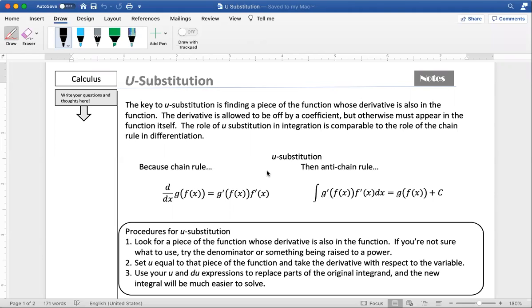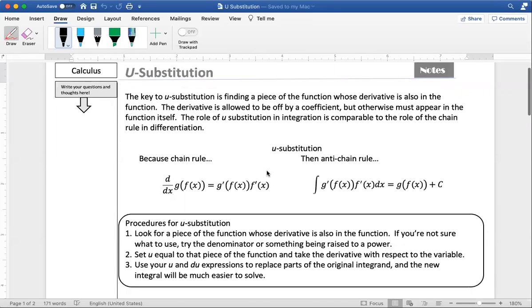The way U-substitution works is it's sort of the opposite of the chain rule. Remember when we did the chain rule, we said derivative of the outside, leave the inside alone, and then multiply by the derivative of the inside. So when we do U-substitution, we want to look for something that looks like that, an outside function, an inside function, and the derivative of that inside function all mushed together, so that when we take its antiderivative, we end up with a composition.